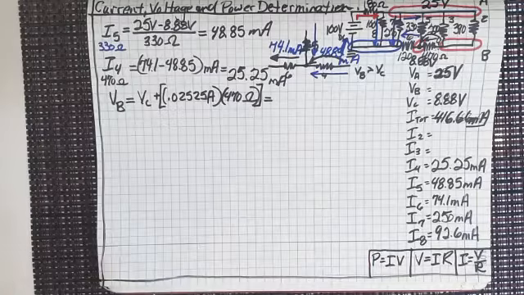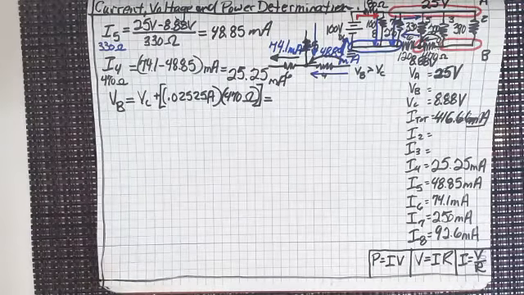So let's get back to this. We've got the amperage and the resistance. So 0.02525 times 470 ohms is 11.87.